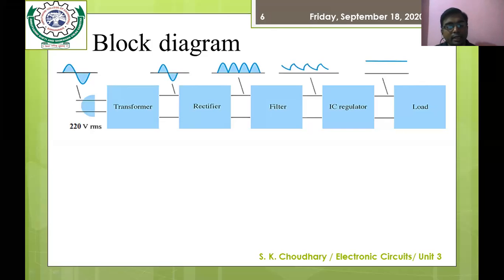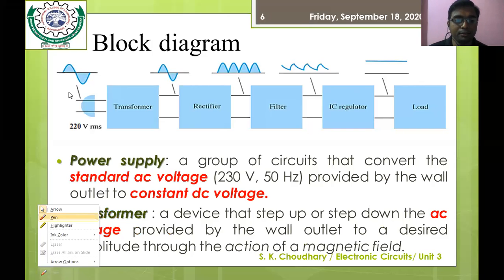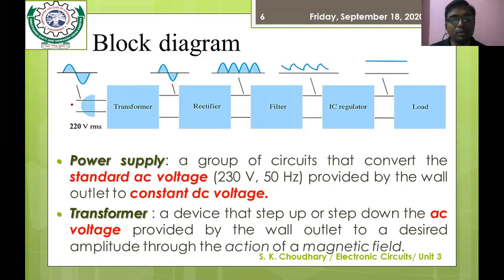So everyone, draw this diagram. And now I will discuss it block by block. So in the power supply, if you look here at the leftmost end, the power actually received by the input of the transformer is the power coming from a wall outlet, you can say.